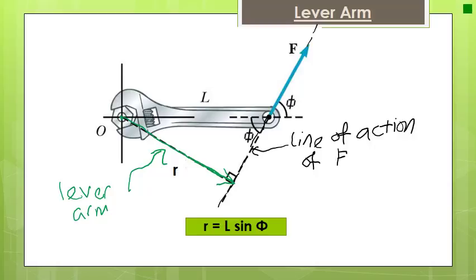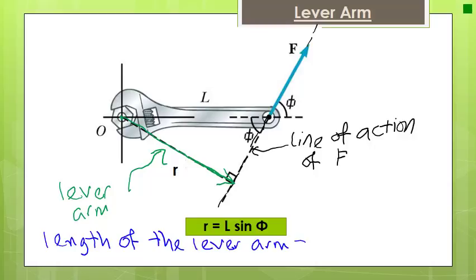So what is the lever arm distance? This lever arm distance is nothing but the length of the lever arm. So the magnitude of the lever arm, the length of the lever arm, will actually give you the lever arm distance.